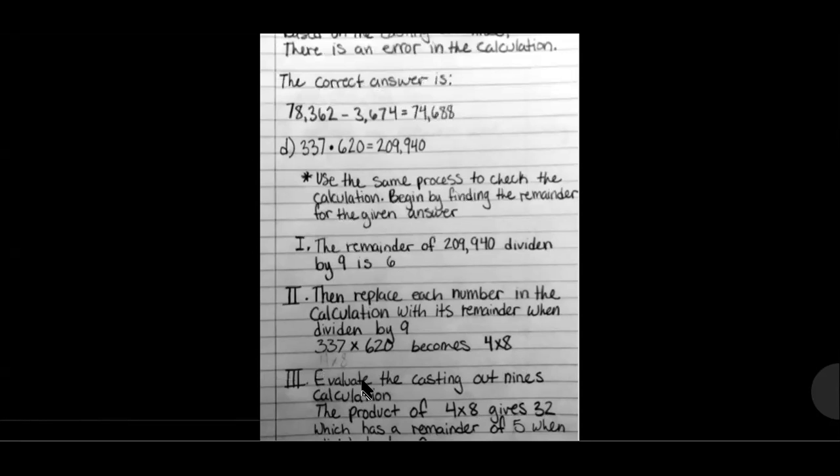And then we evaluate the casting out of 9s calculation. The product of 4 times 6 gives us 32, which has a remainder of 5 when divided by 9. So 5 and 6 is not the same number, so therefore we see that that answer is incorrect. So the correct answer is 337 times 620, which is actually 208,940.